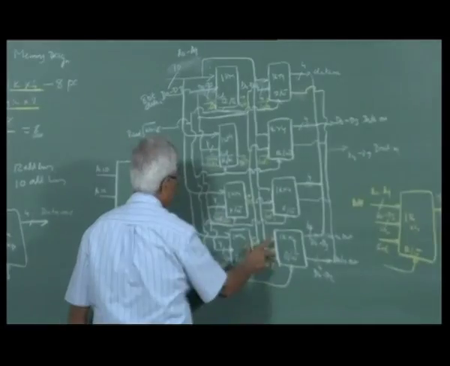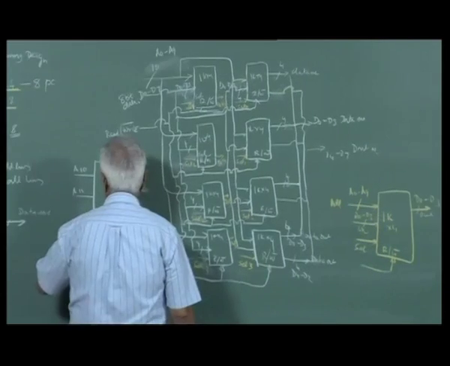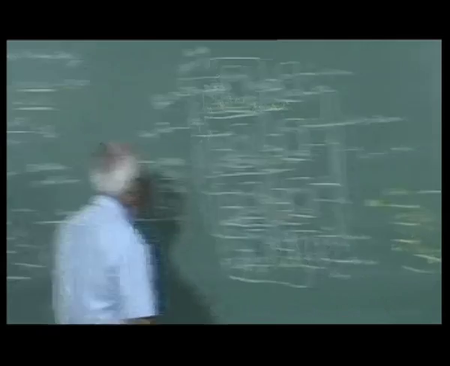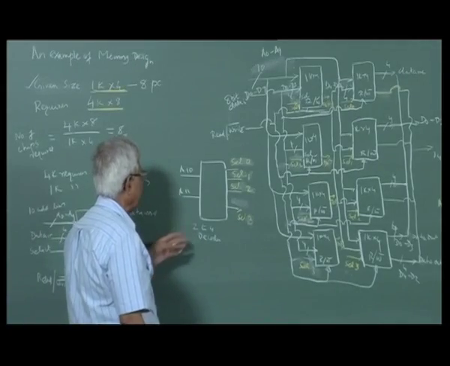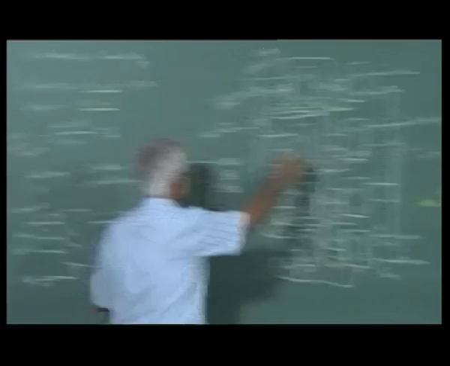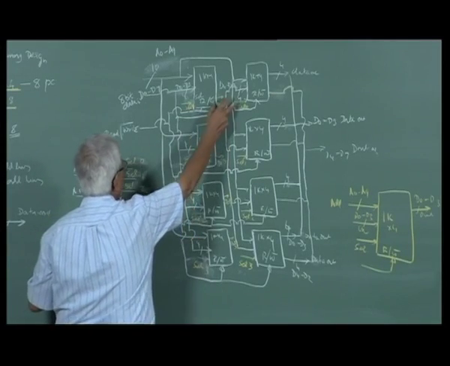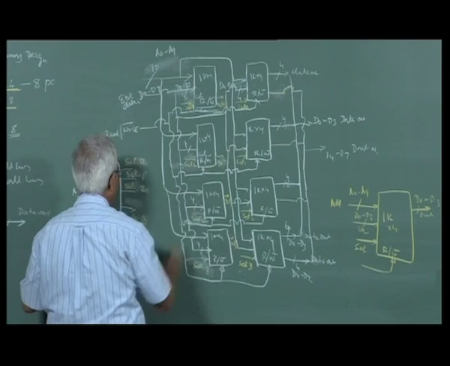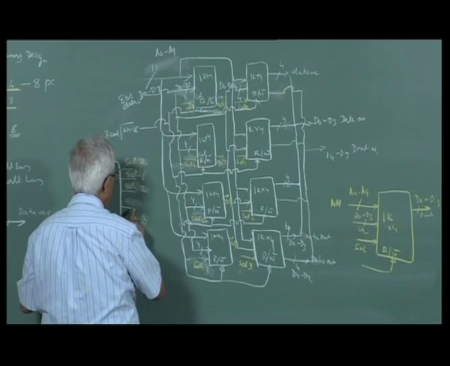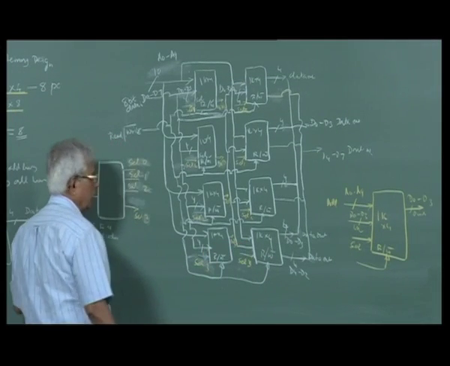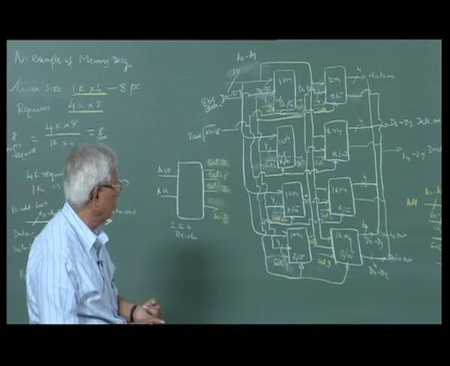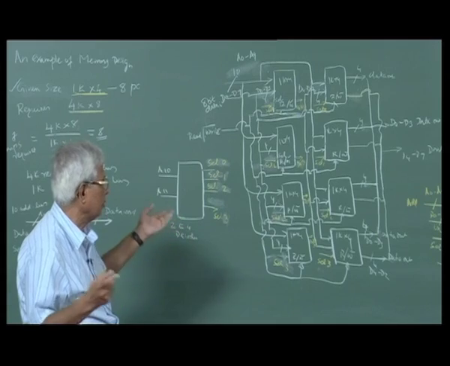Pair this, pair this, pair this, pair. The other 4 chips are required to complete the entire map of memory from 0 to 4K. For that, I need to have selector lines which are different for each one of these. This selector line goes to this pair of chips, this selector line goes to this pair of chips, and so on. Otherwise, read-write is required for all the chips. The selector lines you have to connect this way, that's all.